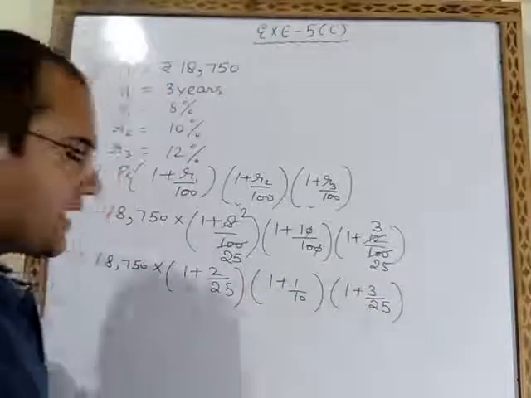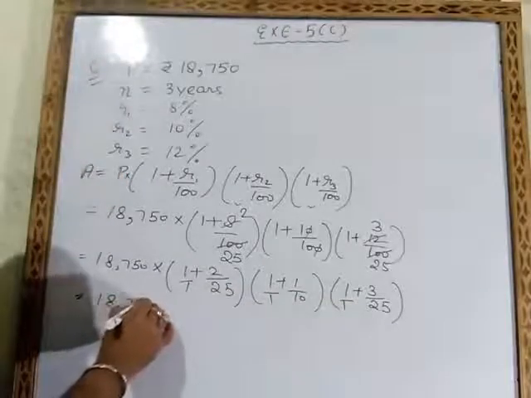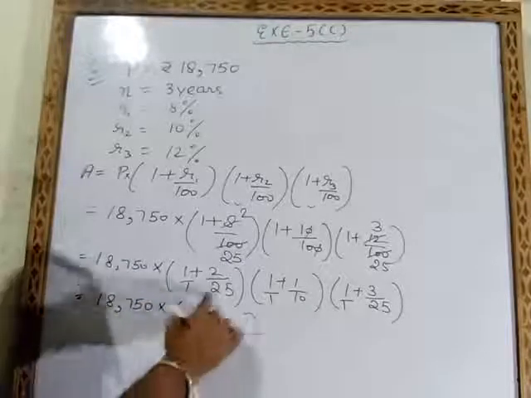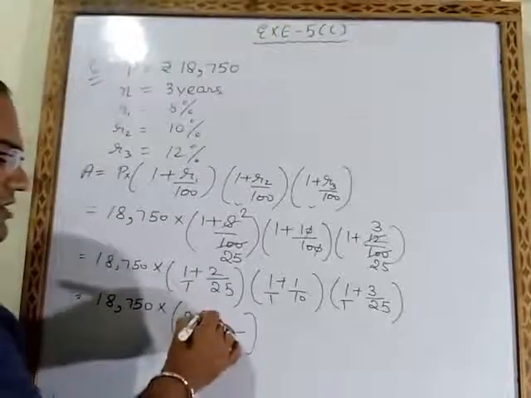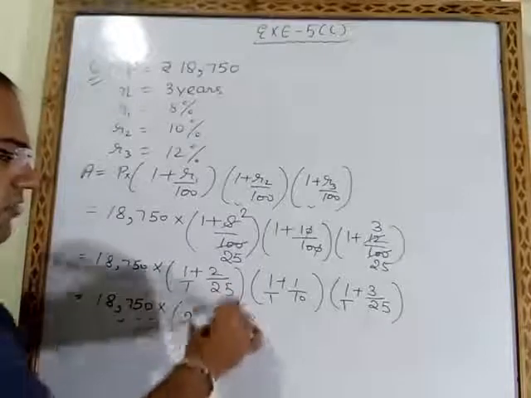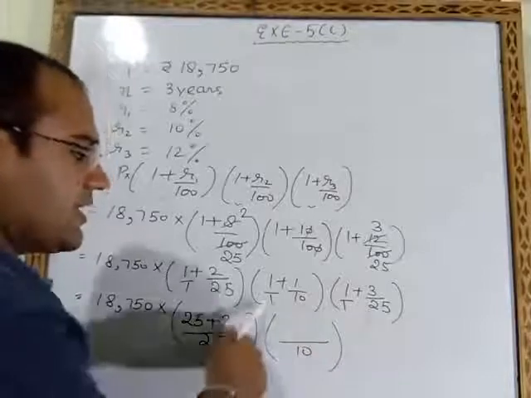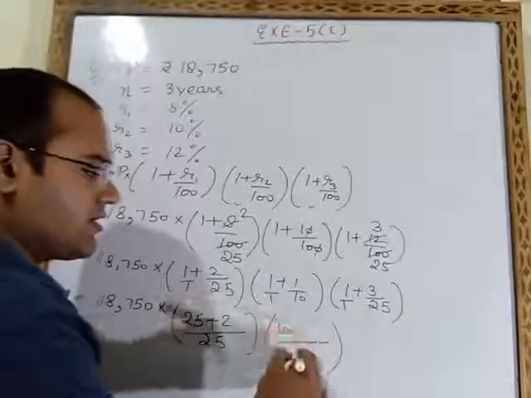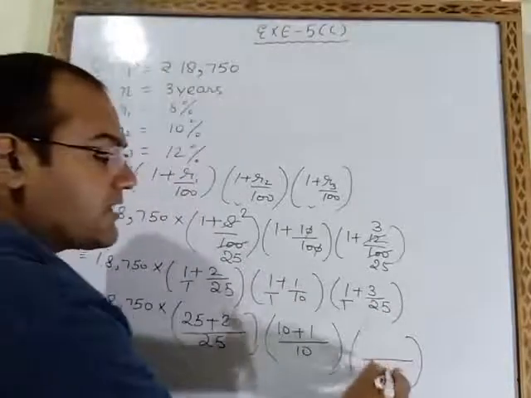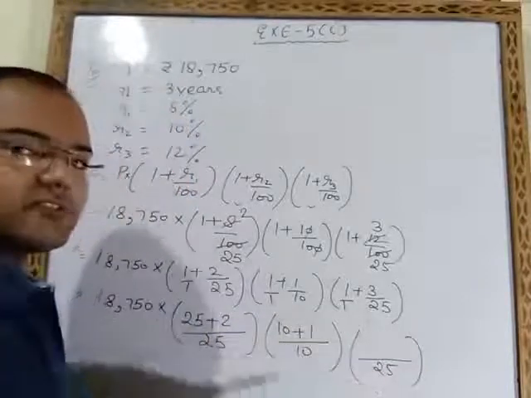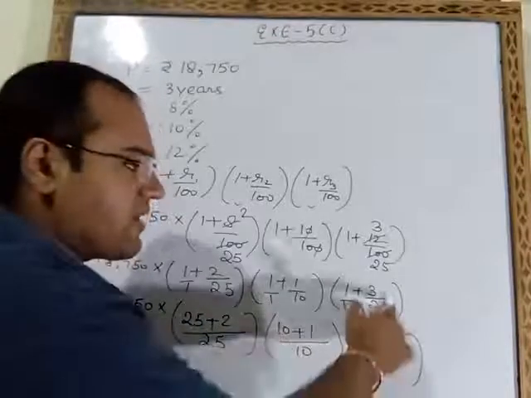Now next step we have to take the LCM. LCM लेंगे. This one we have to write as it is. After taking LCM of 1 and 25, we will get 25 only. 1 25s are 25. 25 into 1 is 25. 25 1s are 25. 1 into 2 is 2. Another bracket. LCM 10. 1 10s are 10. 10 into 1 is 10. 10 1s are 10. 1 into 1 will be 1. Another bracket. 1 और 25 का LCM 25. 1 25s are 25. 25 into 1 is 25. 25 1s are 25. 1 into 3 is 3.